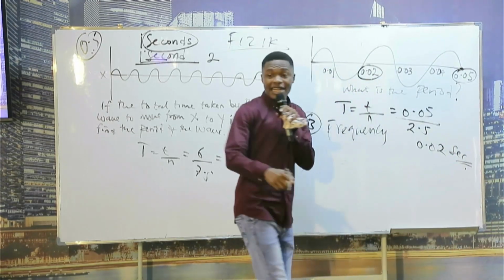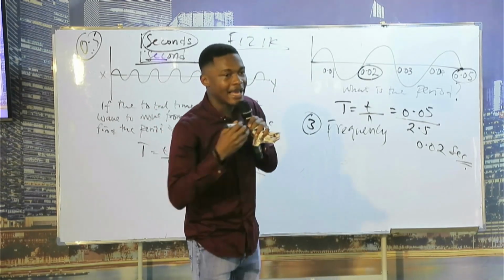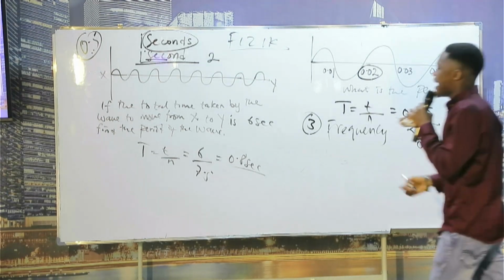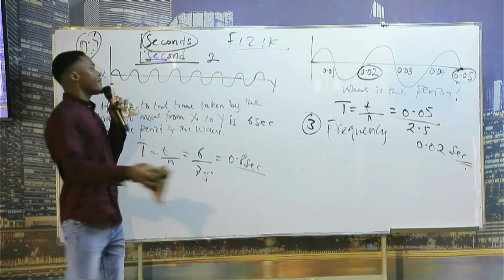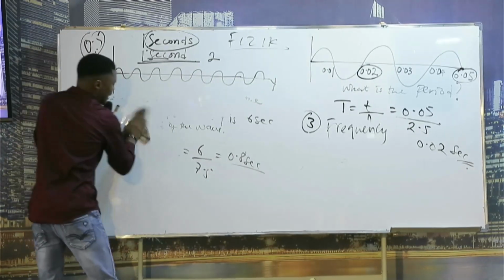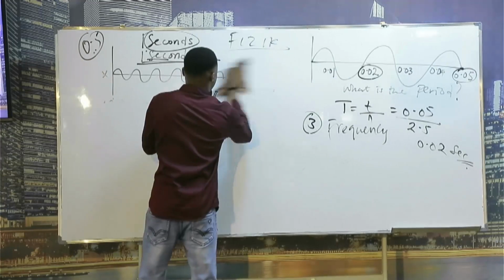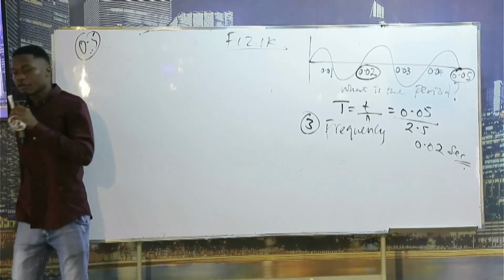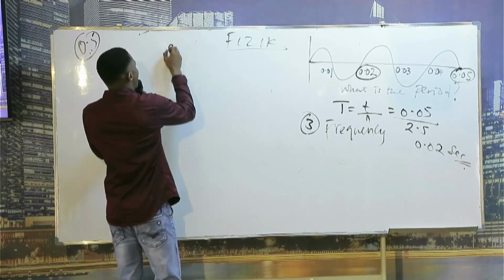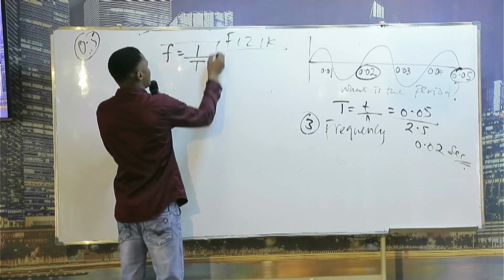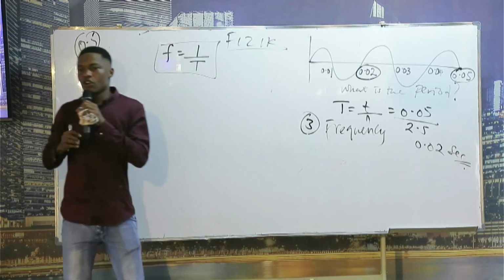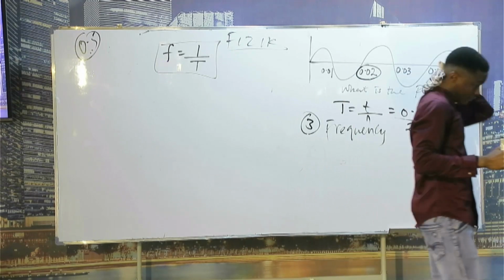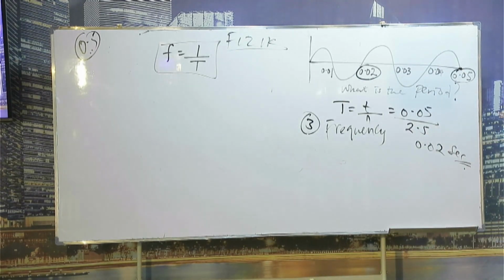Now, let's continue. Have we said anything on frequency? What did we say there? Full stop. It is represented by F, small letter F. Have you done that? Full stop. Mathematically, comma, F is equal to 1 over big T.